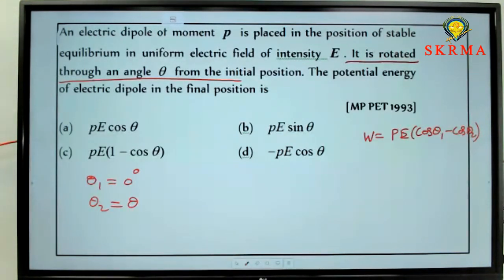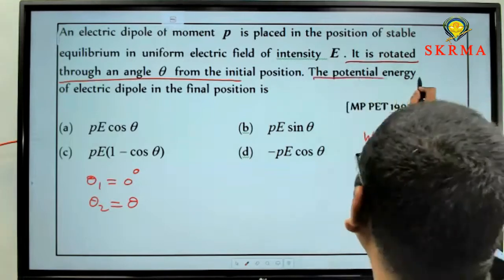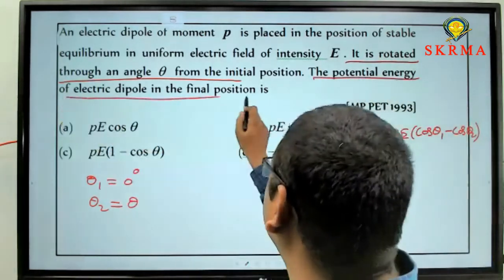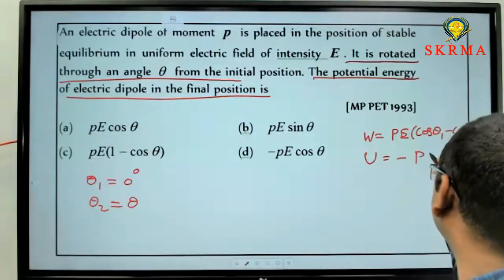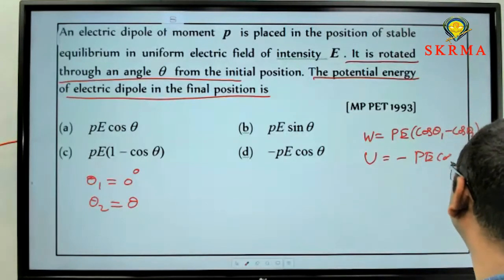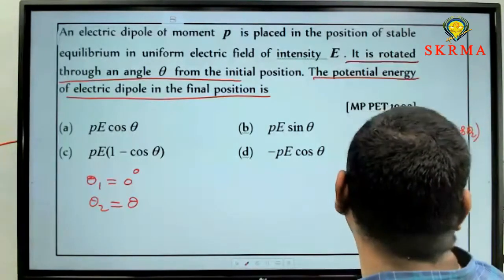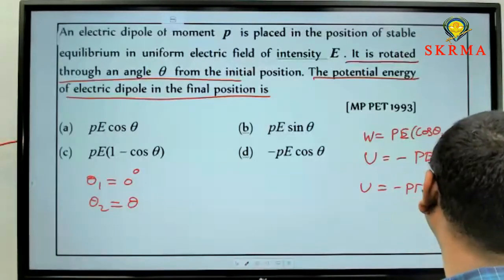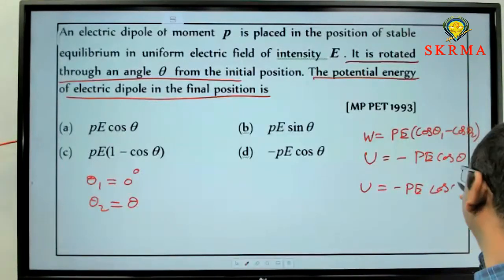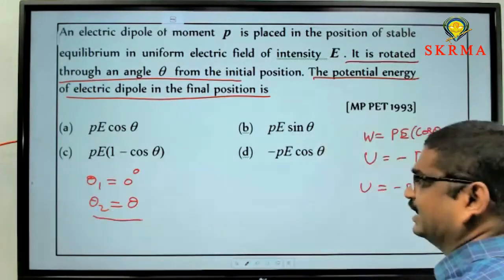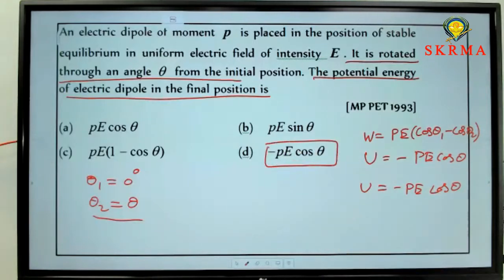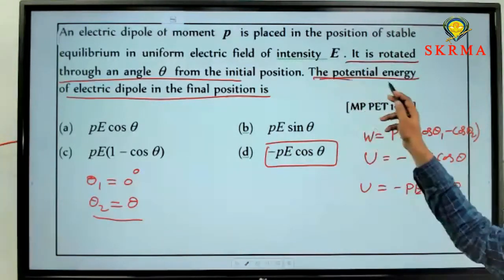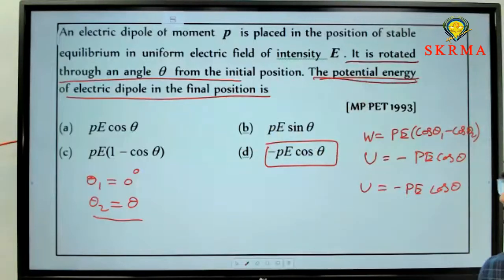What is he asking? He is asking about the potential energy of the dipole in the final position. The formula is minus P E cos theta, that is the formula. What is the value of theta in the final position? He gave the final position angle as theta. So the correct answer is minus P E cos theta, since he is asking about potential energy in the final position.